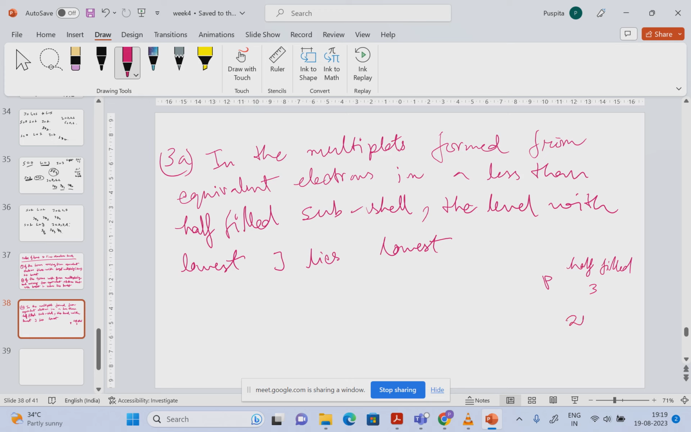So when we say 2P2, the lowest J lies the lowest. But when we say 2P4, then the highest J will lie lowest.